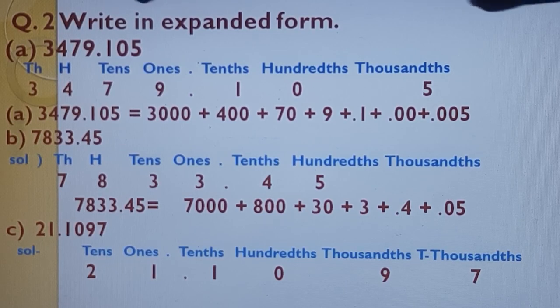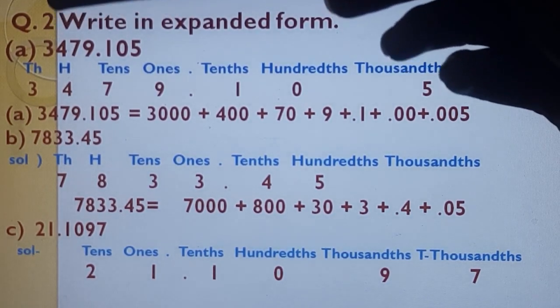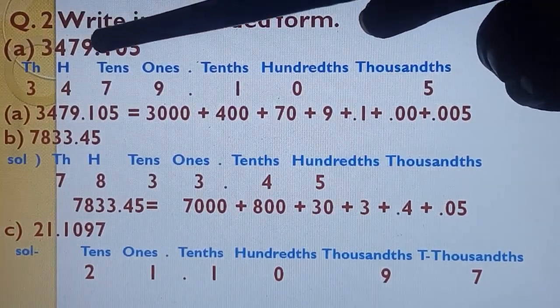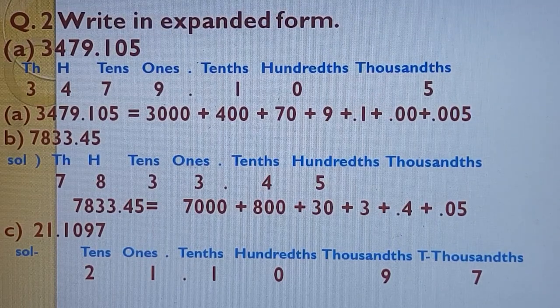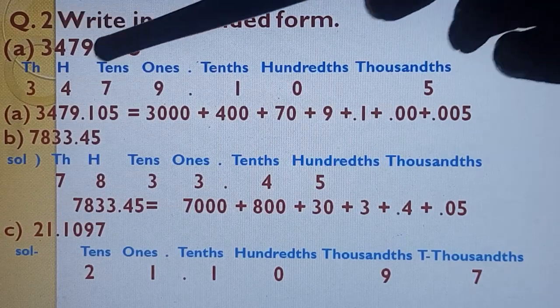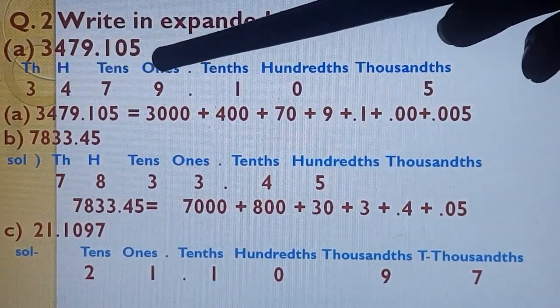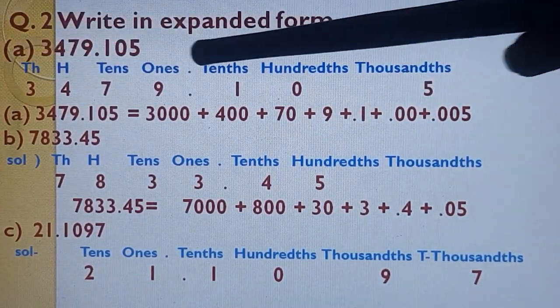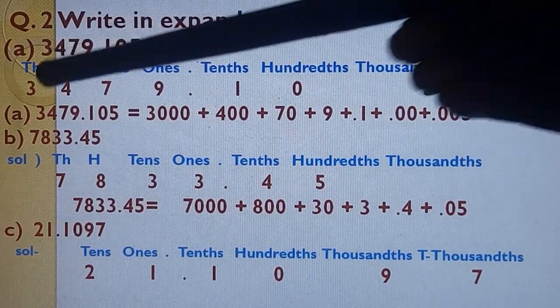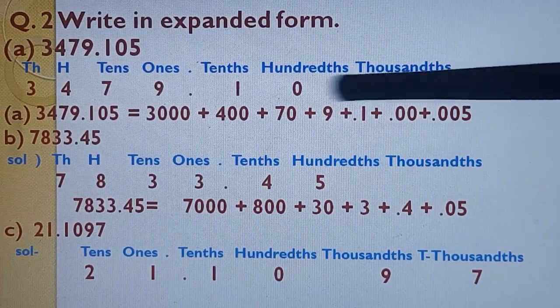Now question number 2, write in expanded form. Expand means to open. हमें इन सारे numbers को इनके place value के साथ लिखना है. 3479 decimal 105. So if we are writing the places, whole number part is 3479, so ones, tens, 100, 1000. Then decimal 10th, 100th, 1000th. So now we have written the given number.